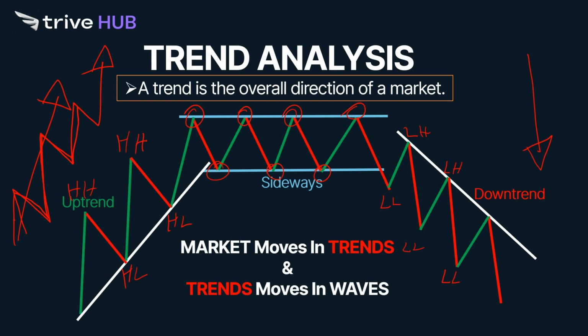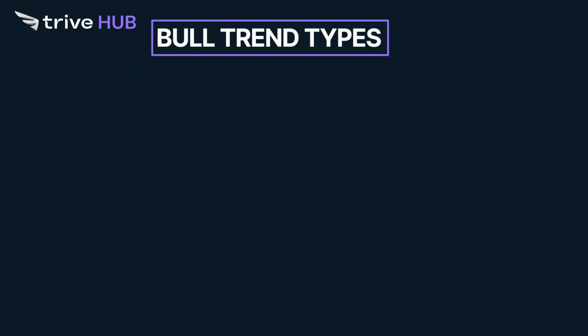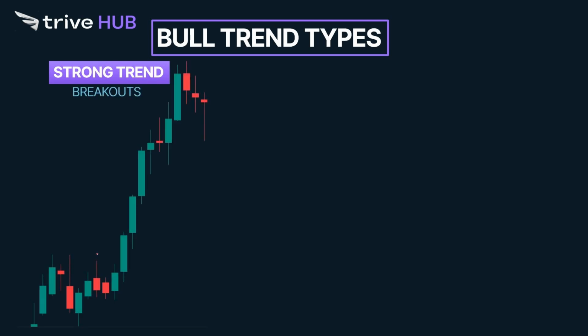Okay, now we will discuss types of bull trend. The first type of bull trend is the strong trend. Strong trends are also called breakouts, and a breakout has very good momentum in it. There will be no pullbacks.